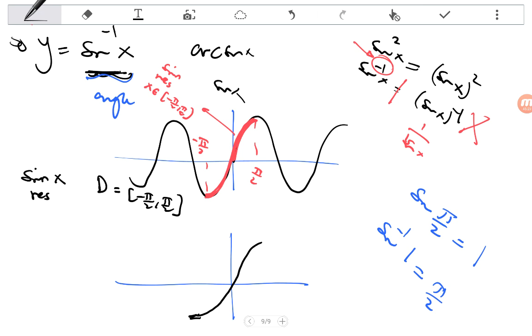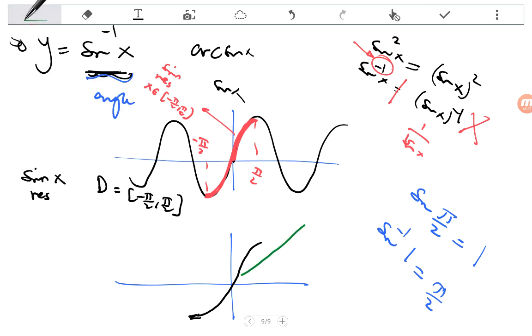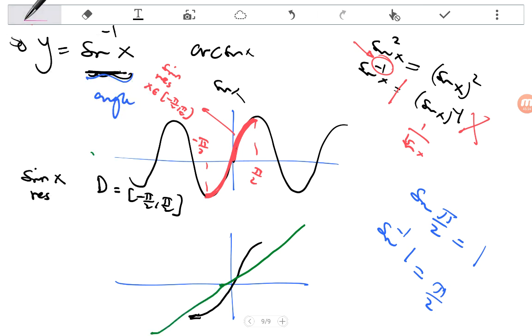Now I need to find the inverse. Let's graph the inverse at first. I will take this line, and so the inverse would have this shape or this graph. It would be something like this. So this is the graph of sine inverse.